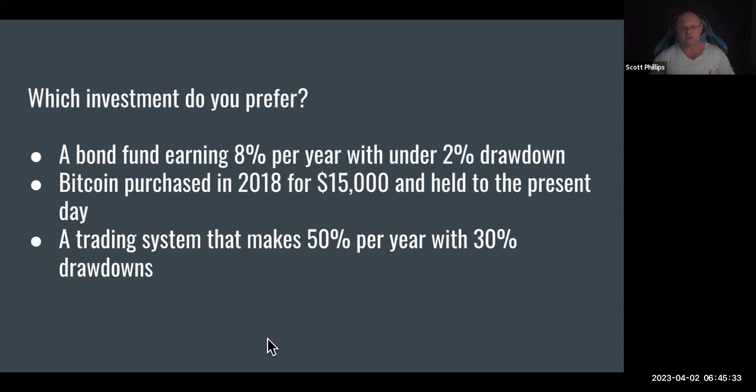So which investment do you guys prefer in the chat? A bond fund earning 8% per year with a 2% drawdown, or Bitcoin purchased in 2018 for 15,000, or a trading system that makes 50% per year with 30% drawdowns? Which one do you think is the best? Which one do you think is the best investment?